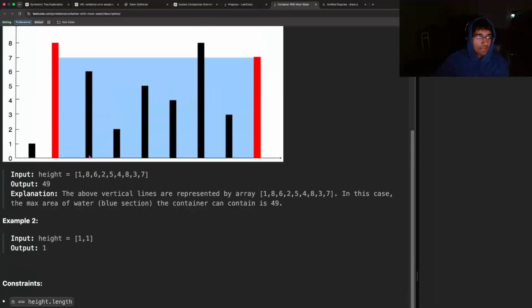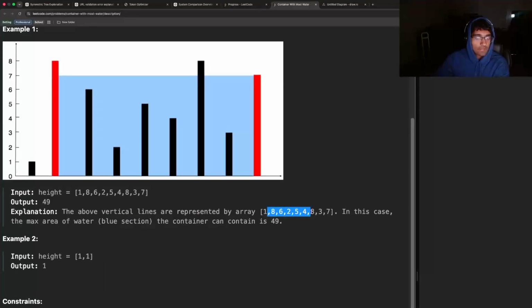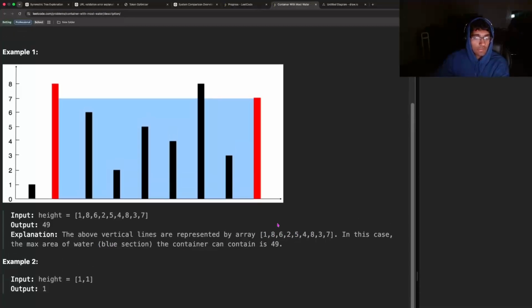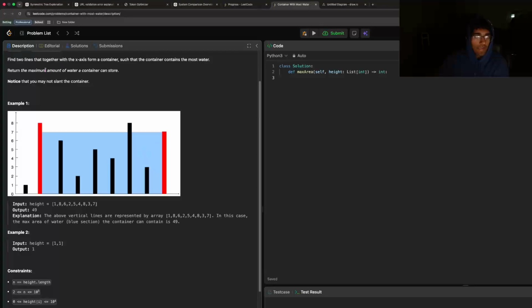Notice you may not slant the container. So the vertical lines are the heights, and the indexes are, I would assume, the numbers. Okay, yeah. So we want to find the container with the most water. This looks like it's a rectangle, right? A rectangle. So container with the most water, maximum water.